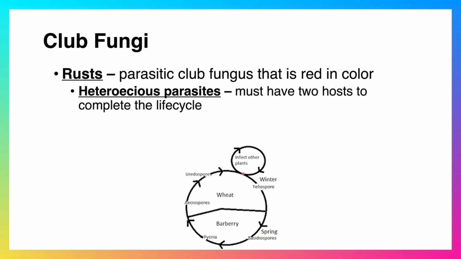And so here's an example of the two hosts for this rust. One host is wheat, and it produces a certain plant. And then the second host is the barberry, and it also produces, and this goes through these two hosts. And this is just the fact that when it's in its wheat stage is when it infects other plants. And this is how these types of parasites happen.